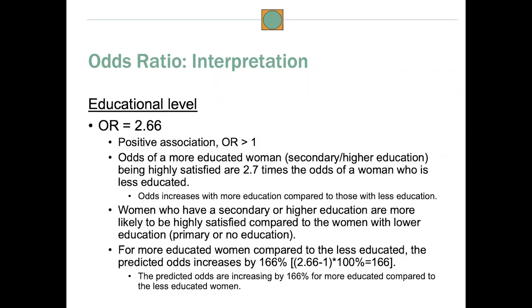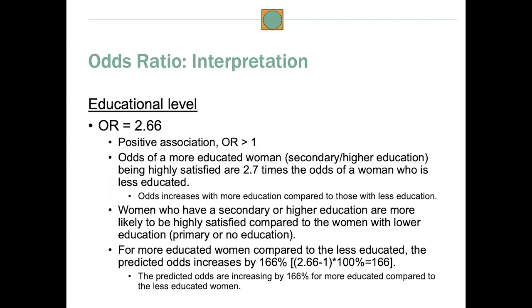For educational level, the interpretation is slightly different because we're comparing one level to the reference group, but the way we describe the association remains the same. So the OR is 2.66, which is greater than 1. So we have a positive association. We know that the odds of a more educated woman, someone with secondary or higher education, of her being highly satisfied are 2.7 times the odds of women with less education.